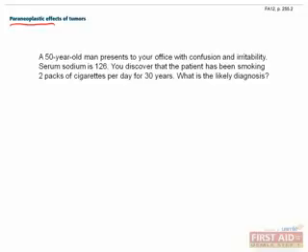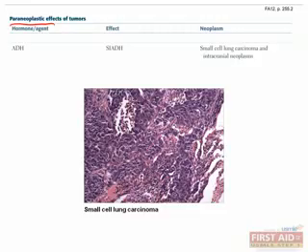See how tricky this can be? The answer is small cell carcinoma of the lung. Even if you remember that confusion and irritability are caused by hyponatremia, that only gets you halfway. You also need to remember that hyponatremia can be caused by SIADH, and that small cell carcinoma of the lung can lead to SIADH, and that smoking leads to small cell carcinoma.